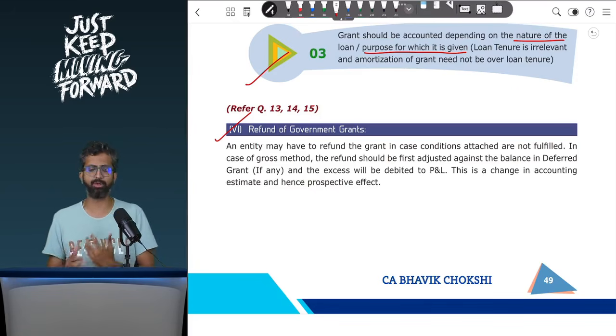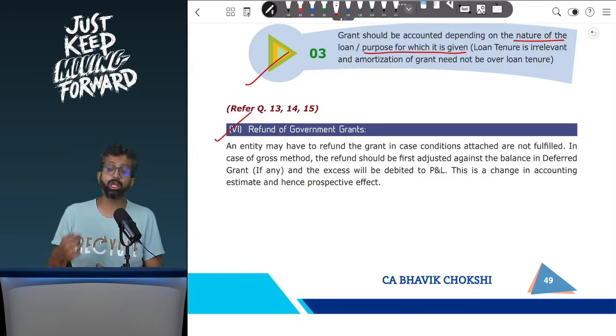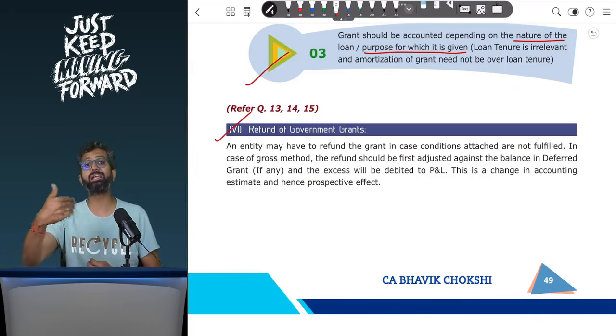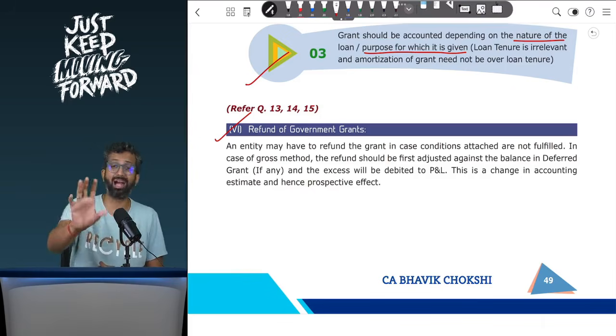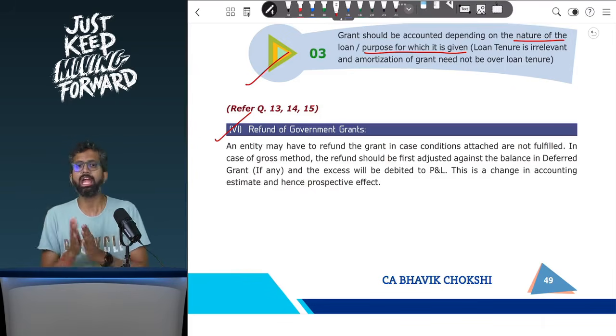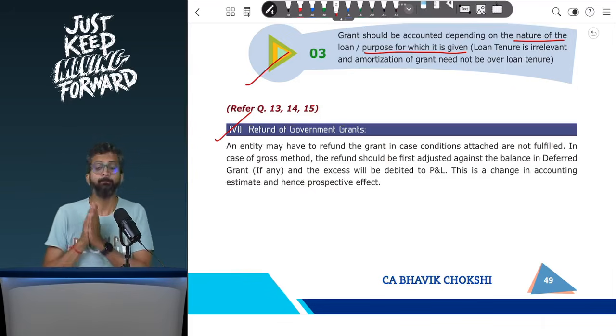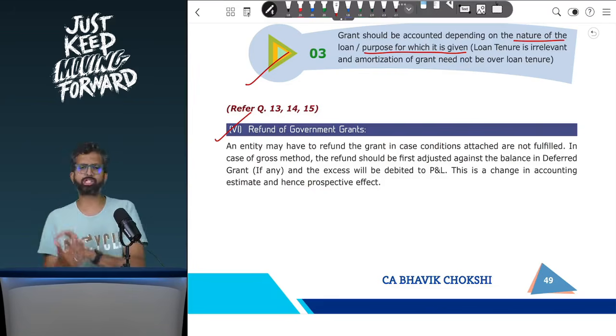For example, if it was a grant linked to an asset and you had credited the deferred grant account, then at the time of refund you will adjust it first from the existing balance in the deferred grant, and the excess, if any, goes to the P&L. Again, if it was adjusted from the PP&E, you will first adjust it from the PP&E, make adjustments for depreciation, and accordingly record the refund.